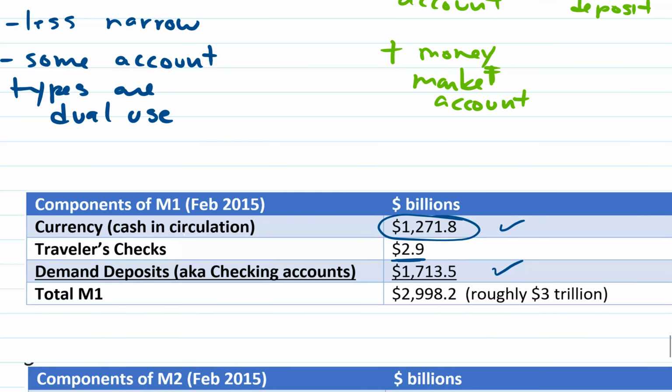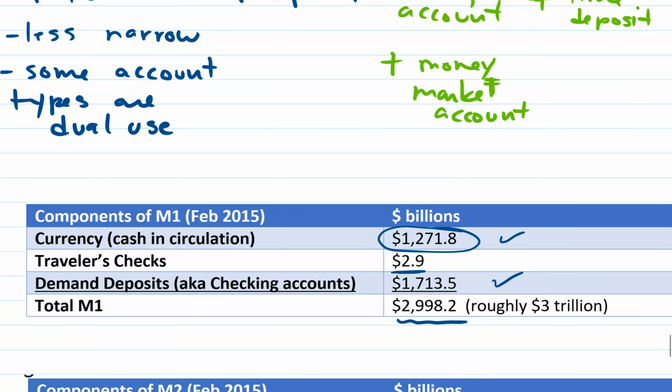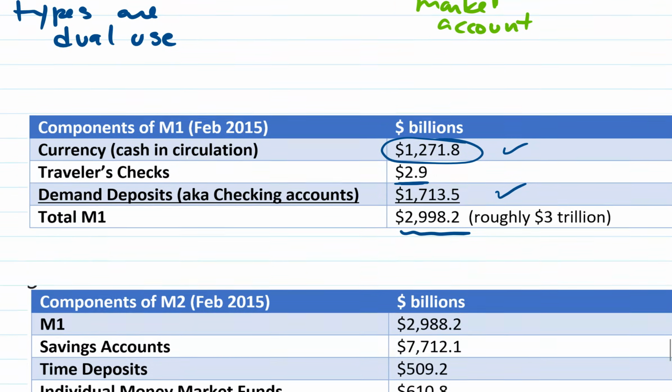Travelers checks is tiny, only 2.9 billion, right? So it's like 1% of the total. So in 2015, this data is from your textbook, the total for M1 was about $3 trillion. So quite a lot, actually.